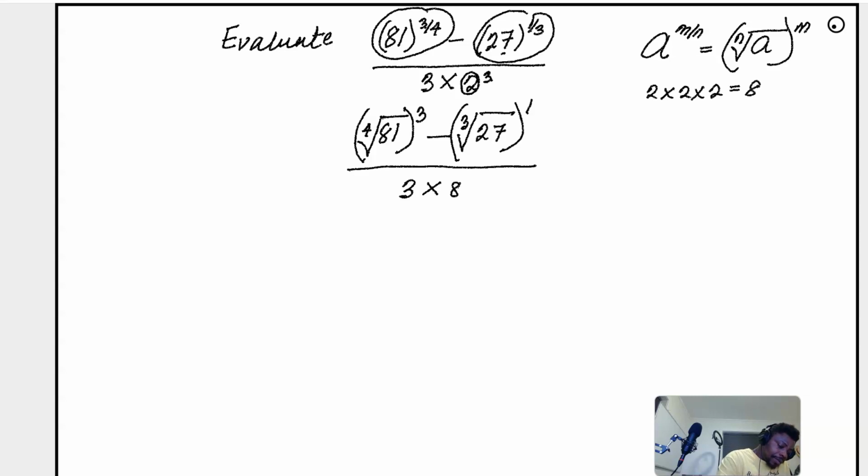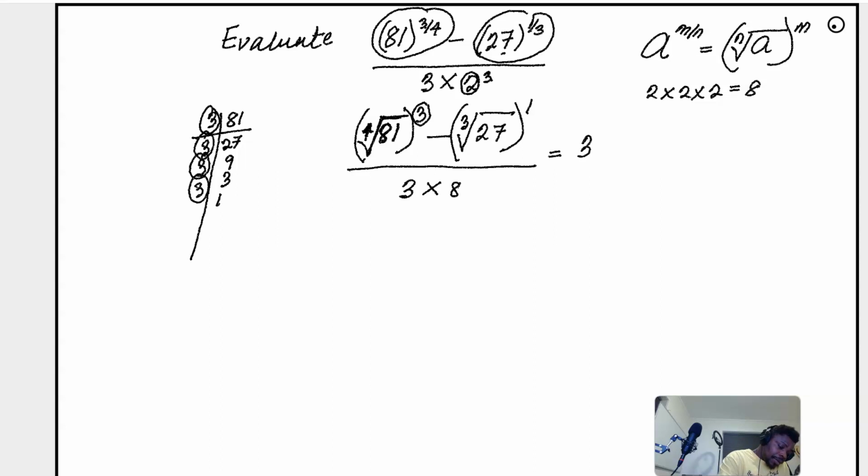So we have 8. Now, the 4th root of 81 means the same number you multiply 4 times that will give you 81. Remember, 81. What can go in 81? 3. This is 27. 3. This is 9. 3. This is 3. 3. This is 1. So 3 will multiply itself 4 times to give you 81. So the 4th root of 81 is 3.